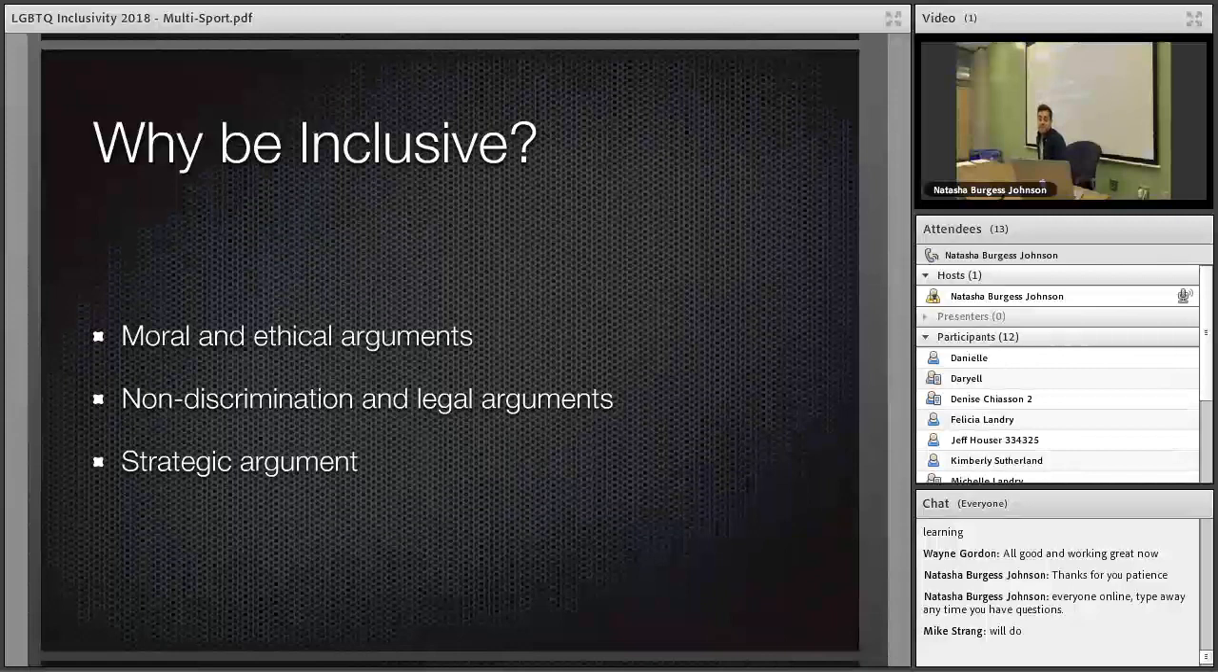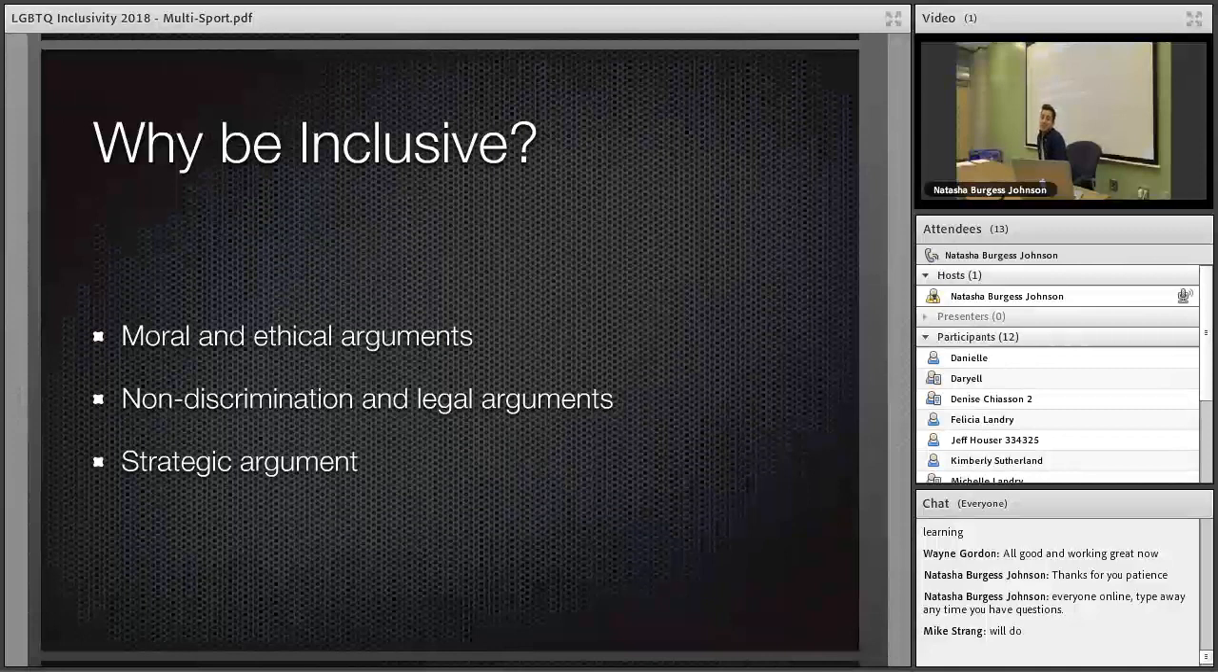The next step is there's also the non-discrimination and legal arguments. The fact is it's illegal to discriminate. We have a Canadian Charter of Rights and Freedoms. There's human rights acts in the province and nationally. There's some pretty fundamental rights that are guaranteed in our country for this. So the law kind of says you have to, even if you don't really want to.